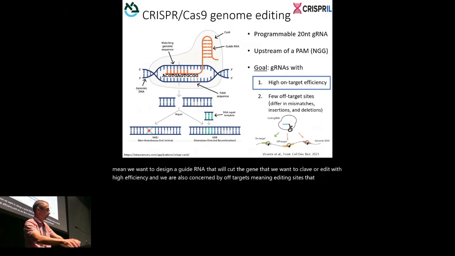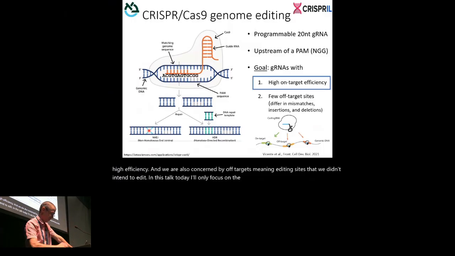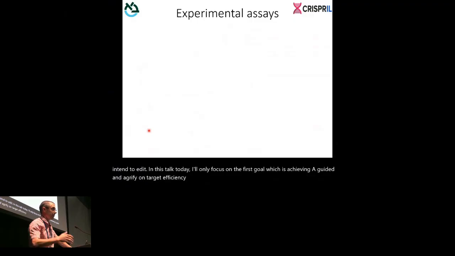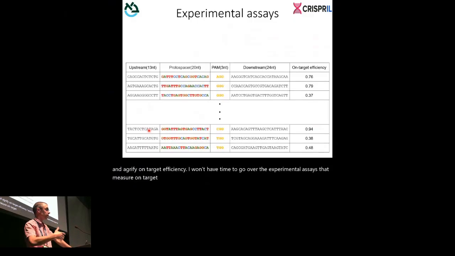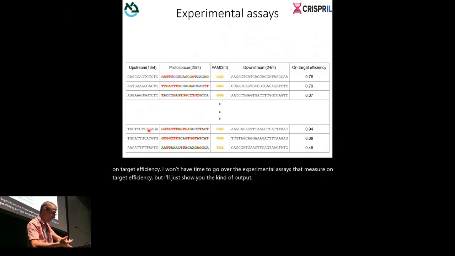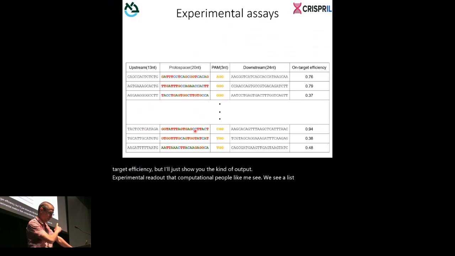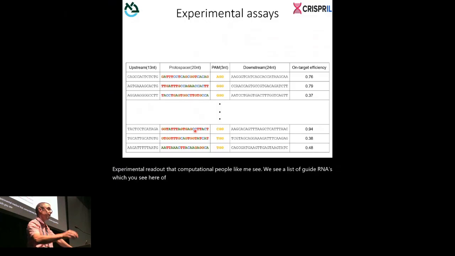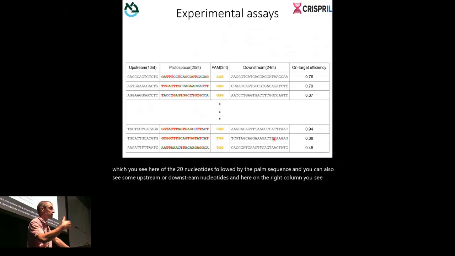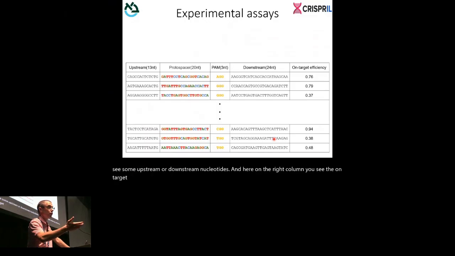In this talk today, I'll only focus on the first goal, which is achieving a guide RNA with high on-target efficiency. I won't have time to go over the experimental assays that measure on-target efficiency, but I'll just show you the kind of experimental readout that computational people like me see. We see a list of guide RNAs, which you see here of the 20 nucleotides, followed by the PAM sequence. And you can also see some upstream or downstream nucleotides. And here on the right column, you see the on-target efficiency, which is the label that our model or method is going to predict. So this is both the experimental measurements and also what our method is going to predict.